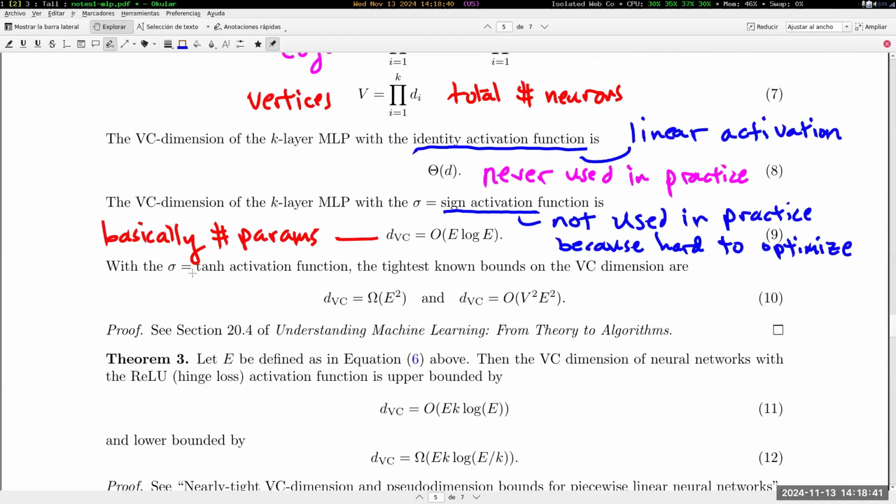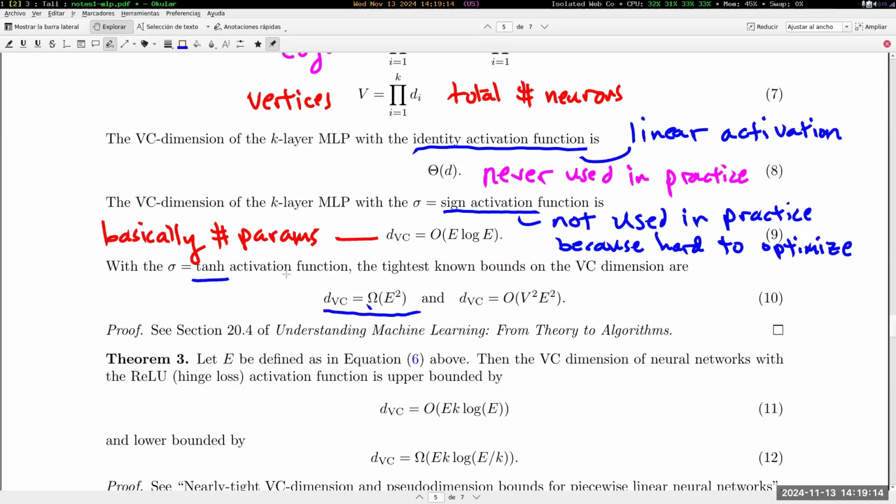The TANH activation function here, again, is very popular these days in reinforcement learning settings, which is like playing games. And in this case, what we know are these two bounds right here. We don't know anything in between these two bounds. We know that the VC dimension must be at least E squared, and at most V squared times E squared. But notice that this is much, much higher than the number of parameters. This is the number of parameters squared.